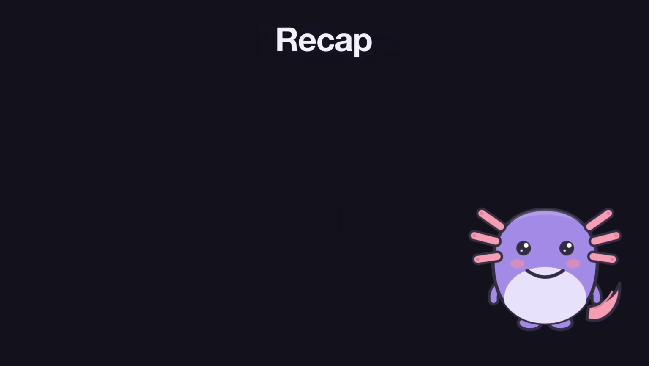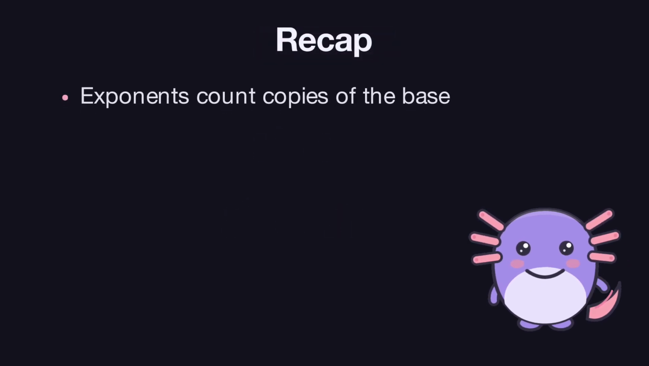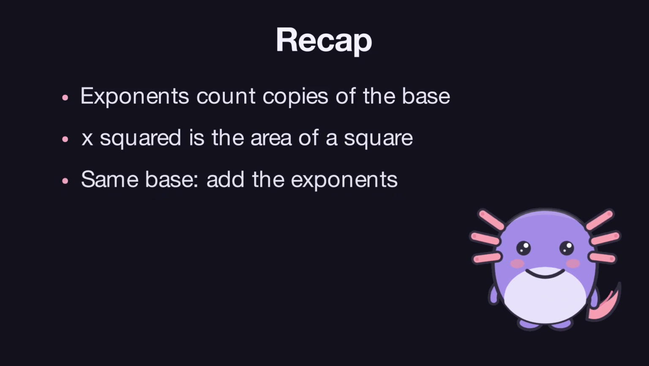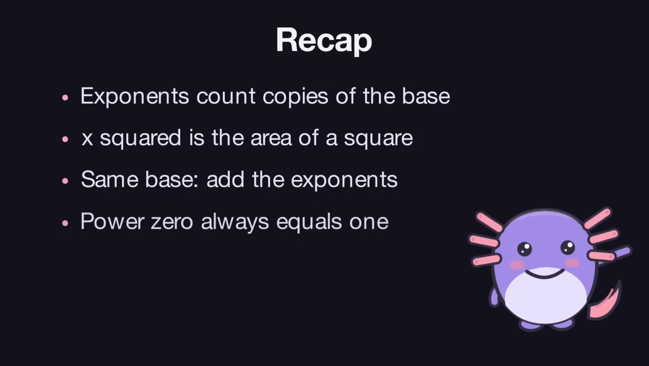Let's recap. An exponent counts copies of the base. X squared is literally the area of a square. Multiplying powers of the same base means adding exponents, and anything to the power 0 is 1.